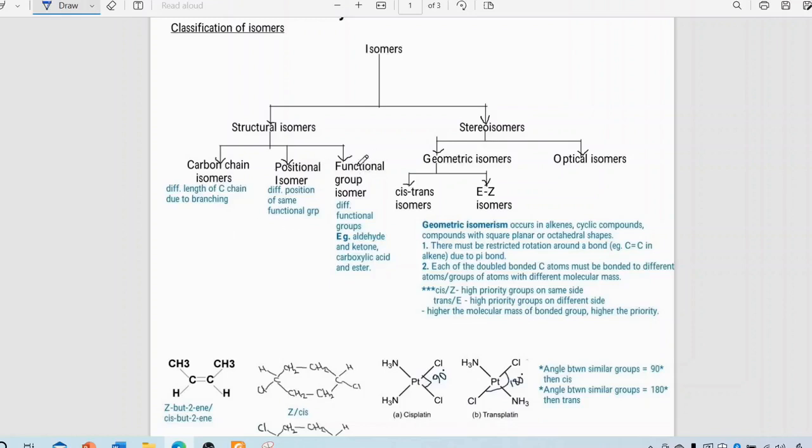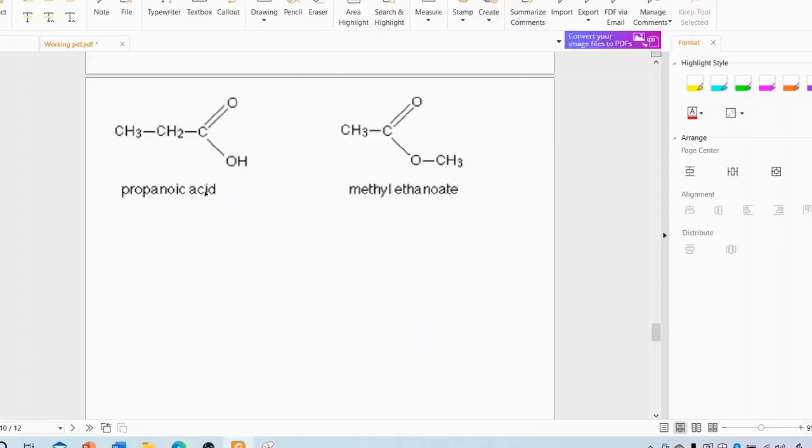And then functional group isomers. So these are also structural isomers, with the same number of carbon atoms and same molecular formula, but the difference is they have a different functional group. Regardless of having the same molecular formula, they still have different functional groups. Two examples you really need to know are aldehyde and ketone, and carboxylic acid and ester. So this is carboxylic acid, propanoic acid, 3 carbon, and this is methyl ethanoate.